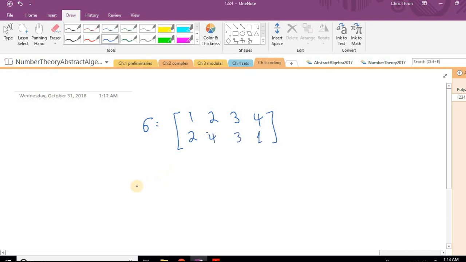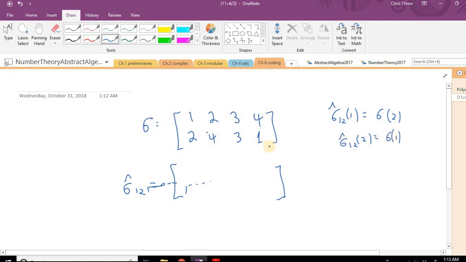Okay. Then sigma hat 1, 2 would just be equal to basically the same thing, except remember that sigma hat 1, 2 of 1 is equal to sigma of 2, and sigma hat 1, 2 of 2 is equal to sigma of 1. All right? So if I take 1, 2, 3, 4, sigma hat 1, 2 of 1 would be sigma of 2. Sigma of 2 is 4. So I'd have a 4 here. Sigma hat 1, 2 of 2 is sigma of 1. So I have a 2 here in the second row here. So this would be 2.